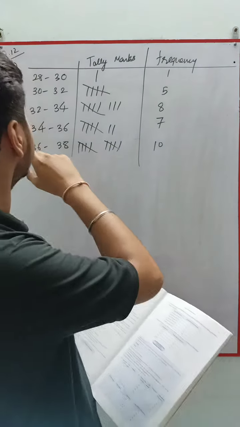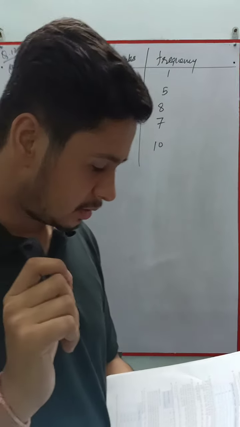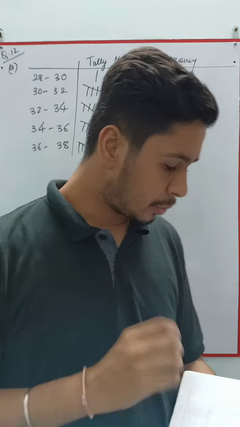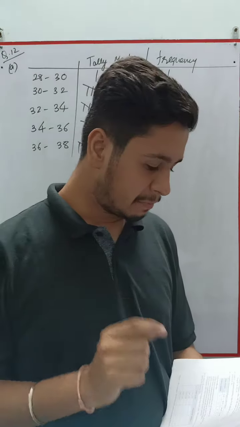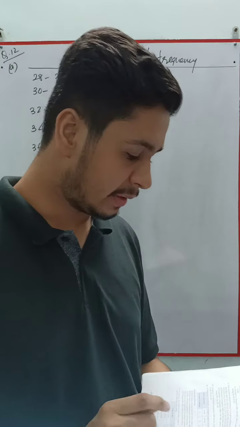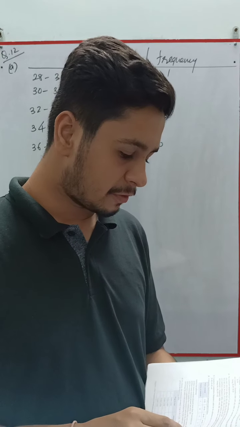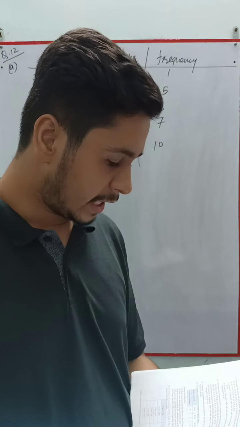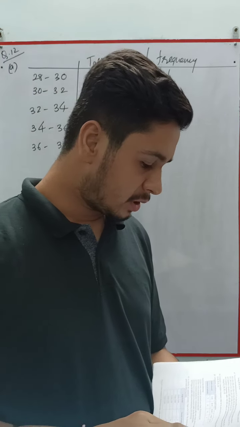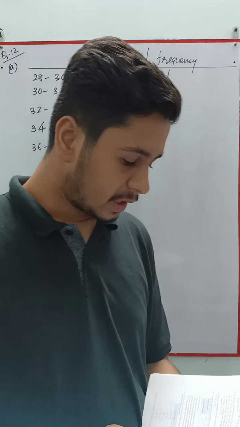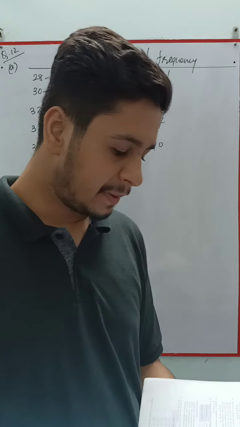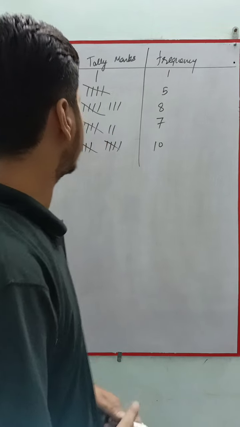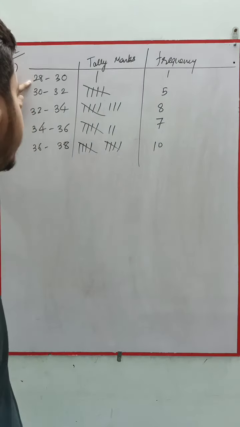Now I am directly taking the 12th one because if you can understand the 12th, you can easily do the 11th question. So the 12th question says the maximum temperatures in degrees Celsius at a place on different days of a month are recorded as below. So given are the data. Construct a frequency table with tally marks, one of the overlapping intervals being 28 to 30. Okay, so one interval is given, 28 to 30.